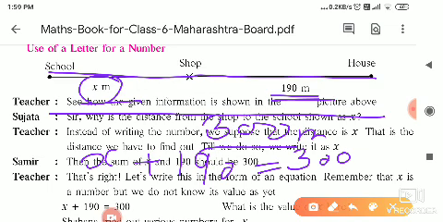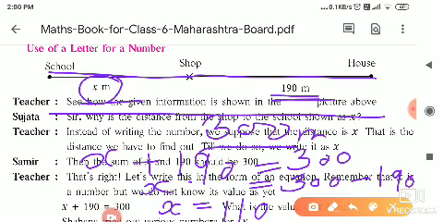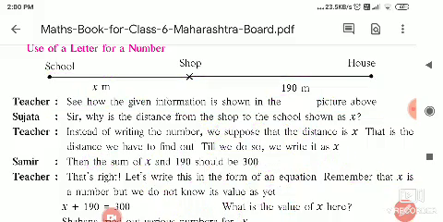Generally in the mathematical operation, 300 will remain here as it is, but this plus 190 will come to the right side of the equation as a negative. Then x is equal to 300 minus 190, which is 110 meters. That is the distance between the school and the shop. So this is how we can show mathematically the distance between the school and the shop. Now we will see the discussion going on between the teacher and Sujata.